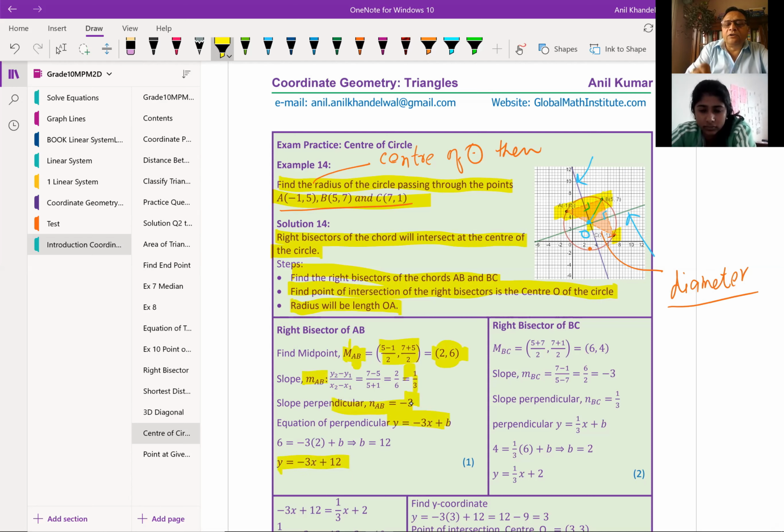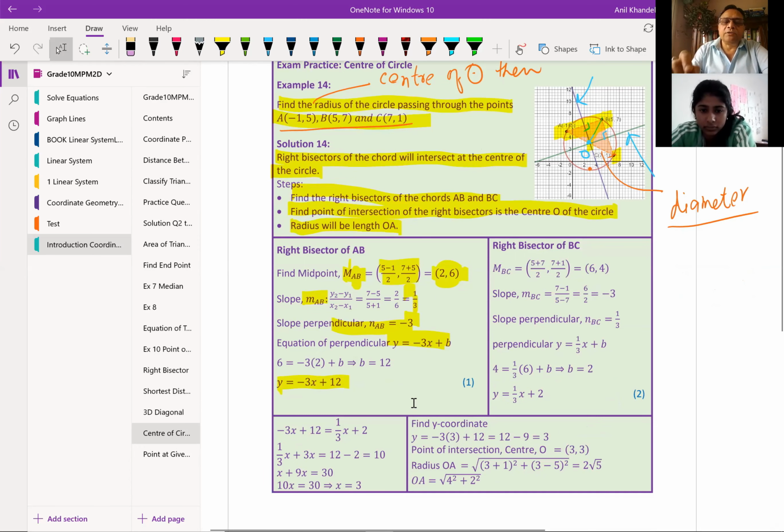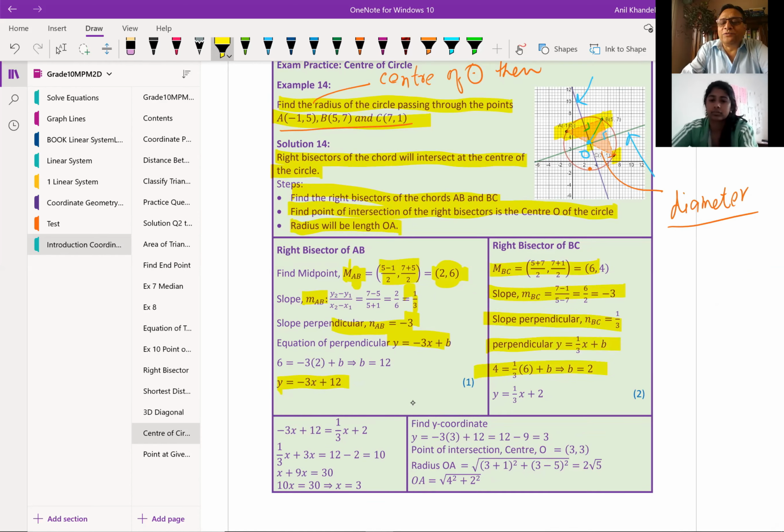This time I've used y equals mx plus b, the well-known equation, for getting the equation of my first right bisector. Adopt the same steps for the second chord, which is BC. Slope was -3, perpendicular was 1 over 3, and the equation of the line was y equals 1 over 3x plus 2. Once you have both these lines, equate them to get the point of intersection. We get the x value, substitute it, and find the y value. Now you know that the center is 3, 3.